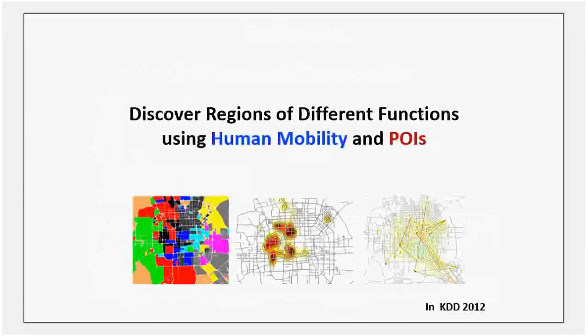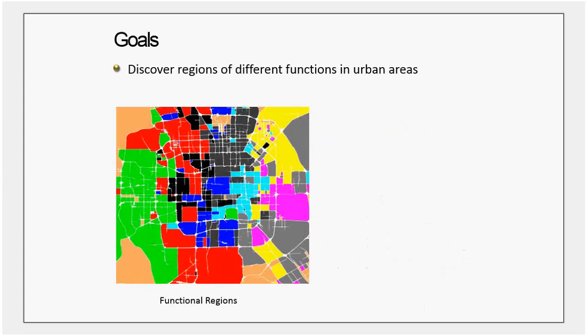The next example is about identifying the functional regions of a city using two kinds of data, human mobility and point of interest data. This is the result we're presenting here. It's a real result of Beijing. The red region means educational and science area of Beijing, and the black area means commercial area. But I want to emphasize that a functional region is not single. A region has multiple functions. So regions sharing a similar color really have a similar distribution across different functions.